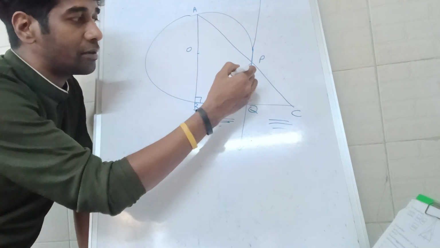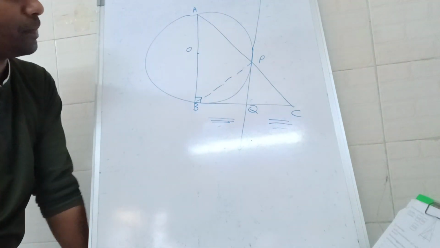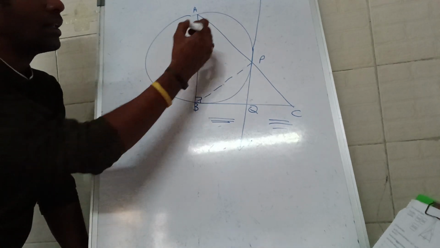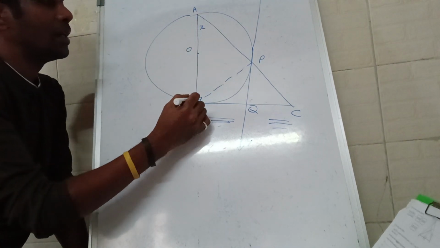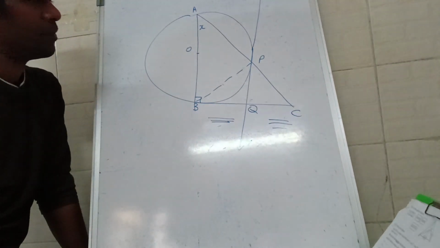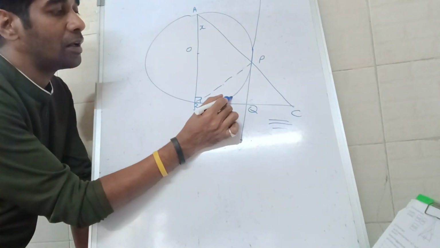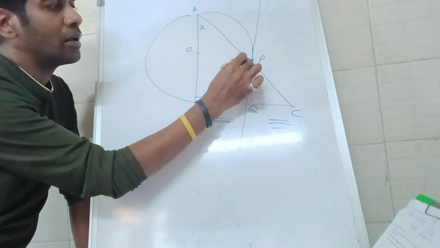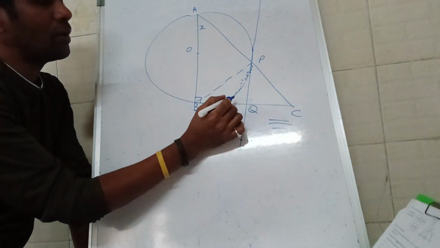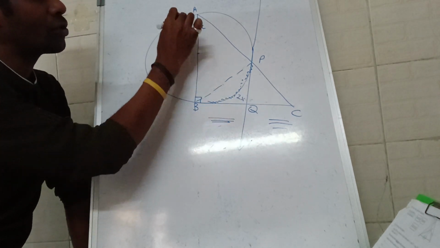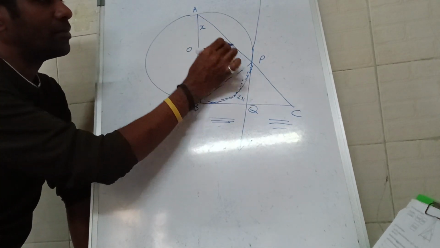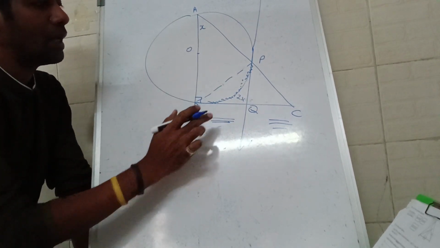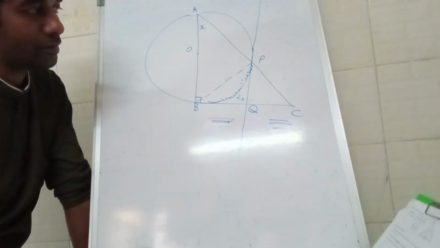Construction: join BP. Now if I take this as x, angle BAC, then this arc will be 2x. This is called the inscribed angle theorem, and this is the intercepted arc.